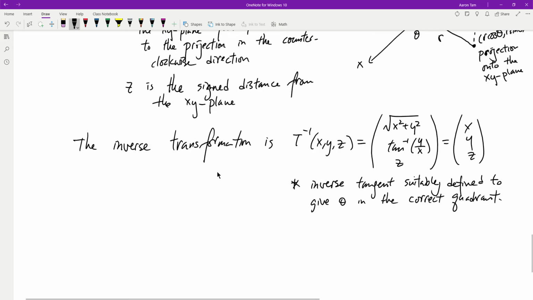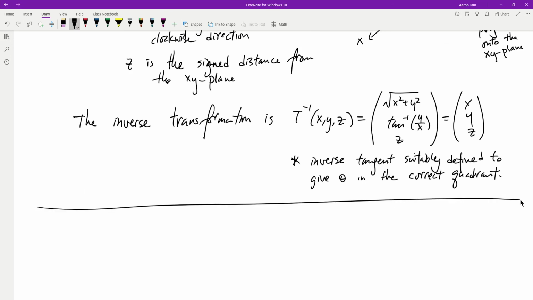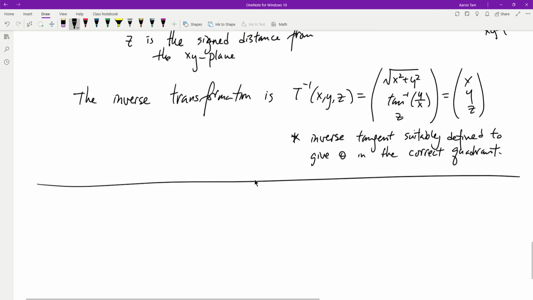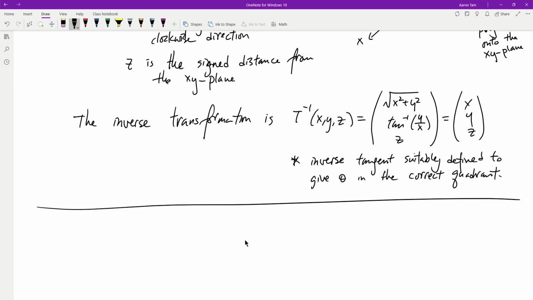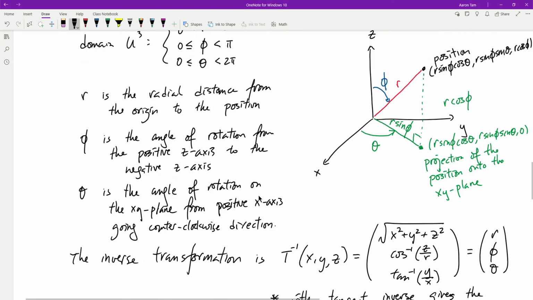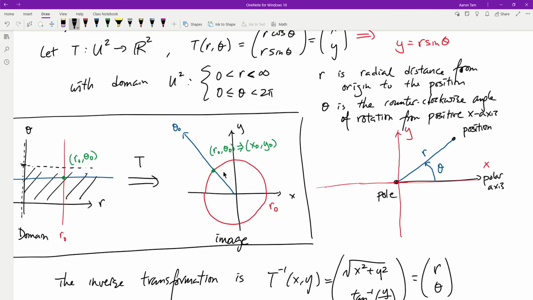And that is the cylindrical coordinate system. So one last thing I want to talk to you about is the following. Whenever we have a coordinate transformation, one of the interesting things about it is that if we have something in, let's say, the r theta coordinate system, like in the polar coordinate system, and let's say this point right here, what if this point starts to move?